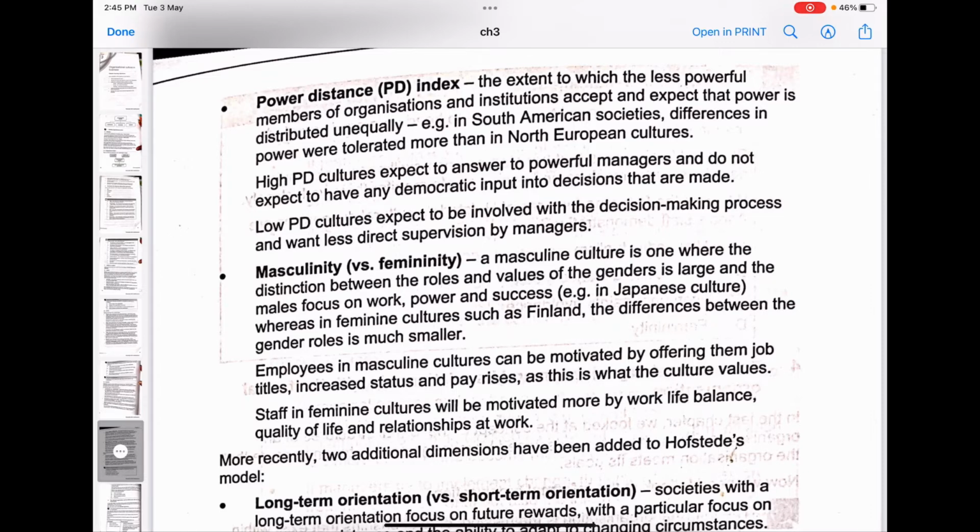So when there is high power distance, people are okay with not having any say in decisions. But when somebody has a low power distance index, they want to be involved in the decision-making process.